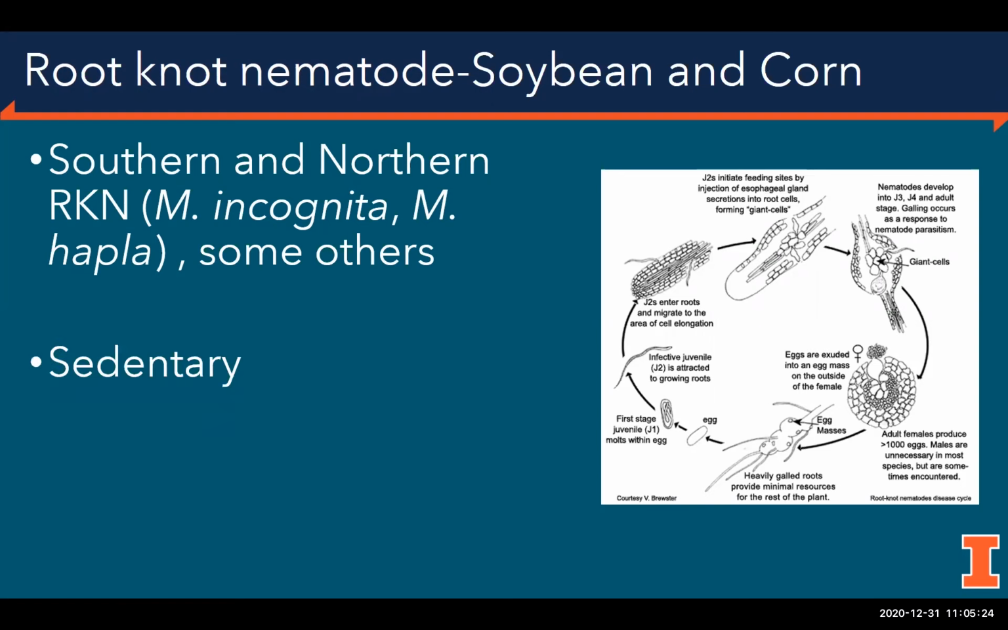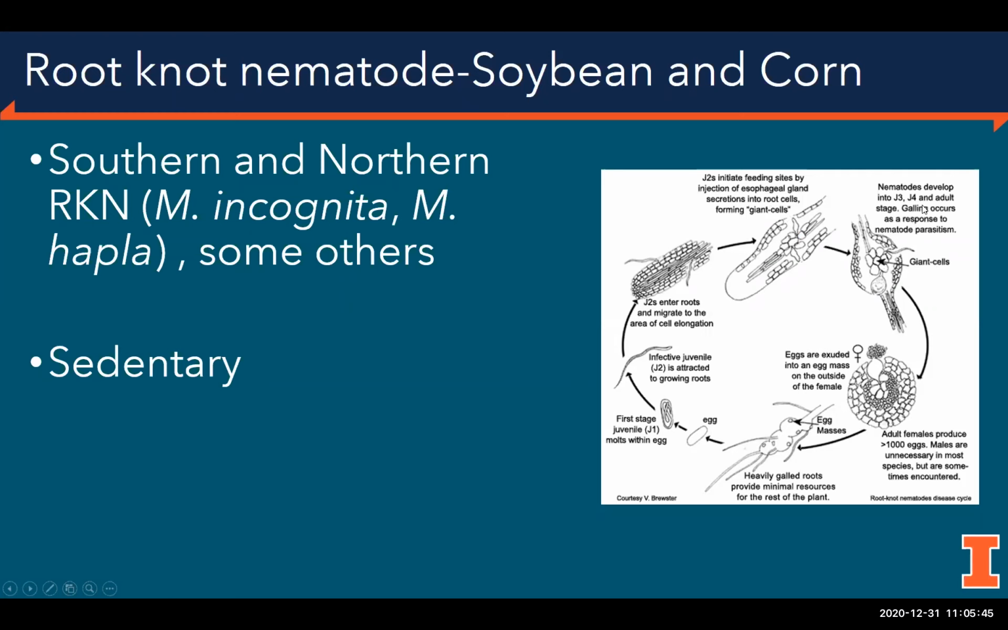They are sedentary, so they hatch from eggs. Then the females get in the root here. Their effectors will cause the production of this giant cell and gall. So that's a feeding site for the female that will just deliver nutrients right to that female and not share it with the plant. And then those galls will just continue to grow and swell.